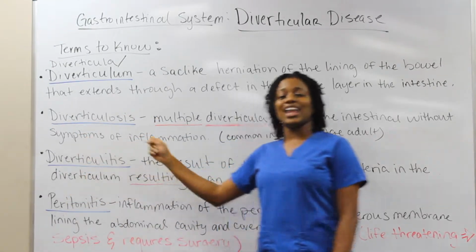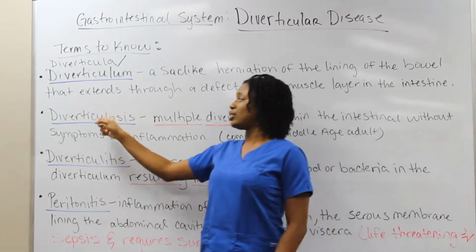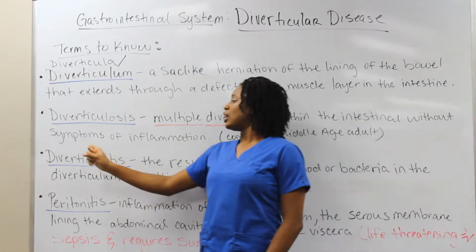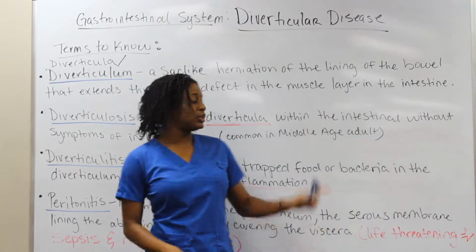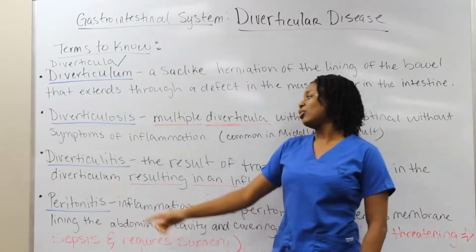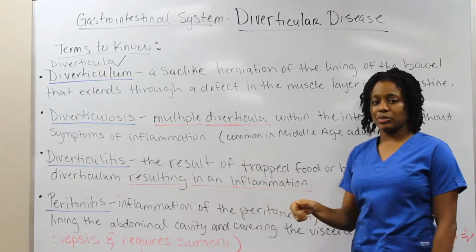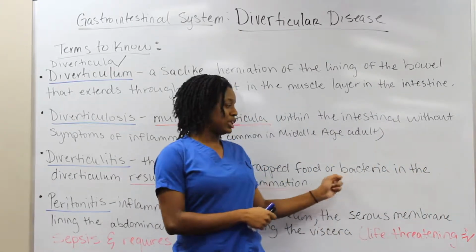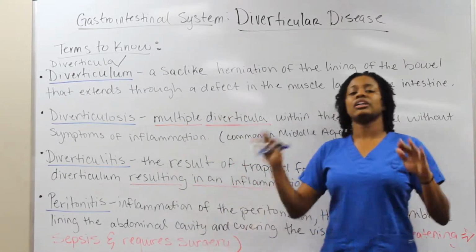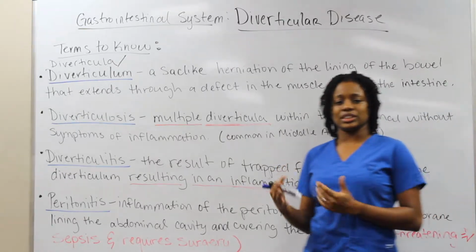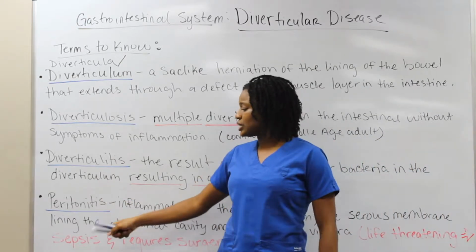Now you have diverticulitis. Anything with itis at the end is inflammation. So as you can see, osis is without inflammation, and diverticulitis is with inflammation. It's a result of trapped food or bacteria in the diverticulum or diverticula, resulting in inflammation. I'm going to go into how you can get food in those areas. The bacteria is pretty much where the stool sits, and in those areas you have growth of bacteria that causes the inflammation. And then last but not least, peritonitis.